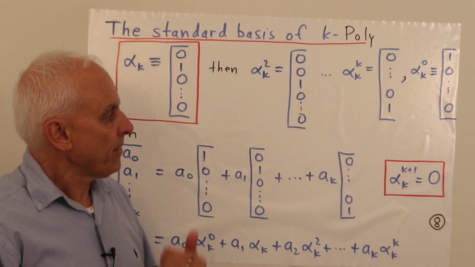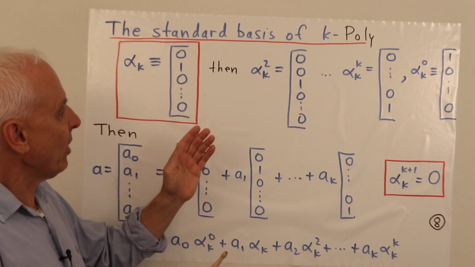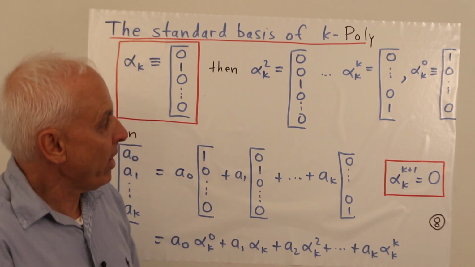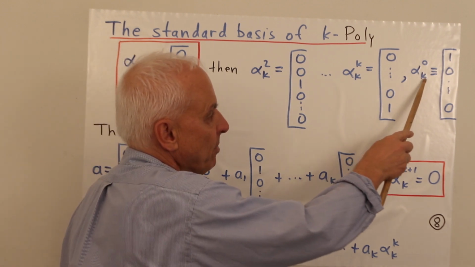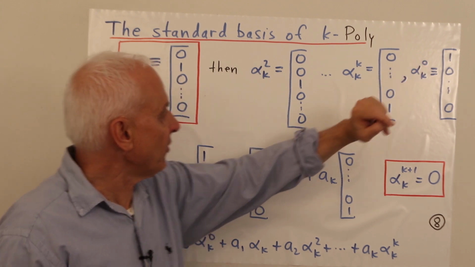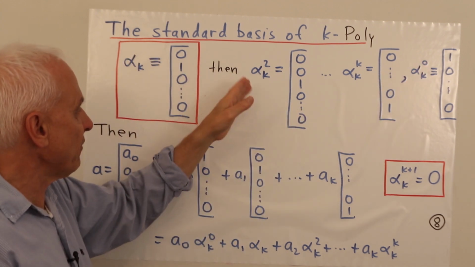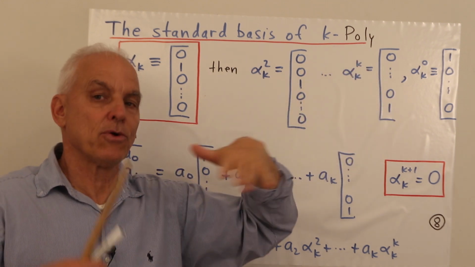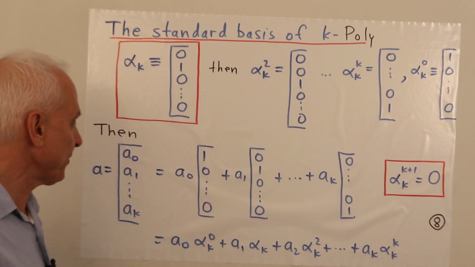And then to be consistent, well, what about the case when there's just a 1 up at the top? Well, let's call that alpha sub k to the 0. So then we have a basis. Alpha sub k to the 0, alpha sub k to the 1, alpha sub k squared, all the way up to alpha sub k to the k. Altogether, k plus 1 elements in this basis.